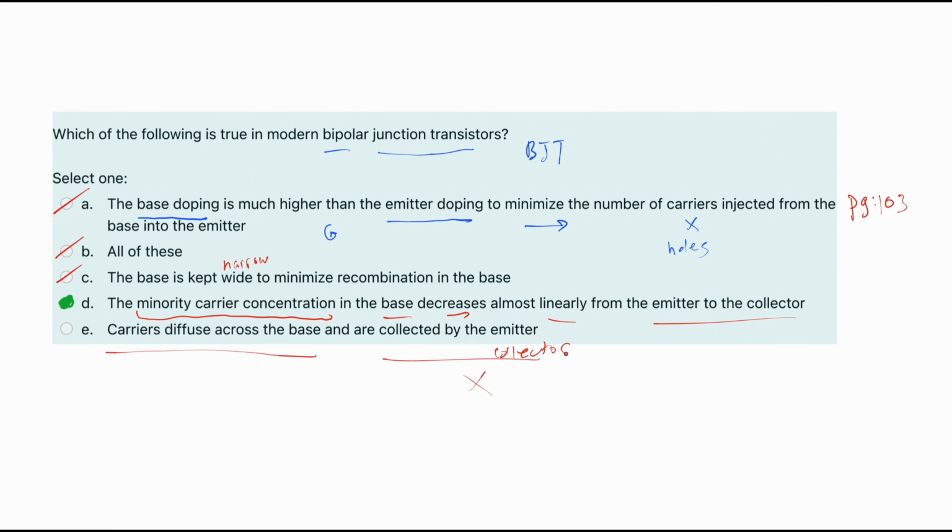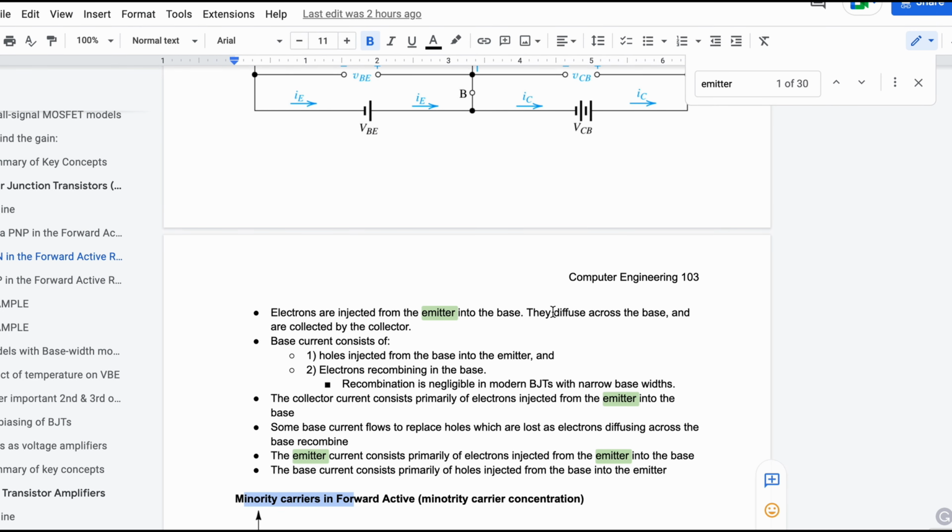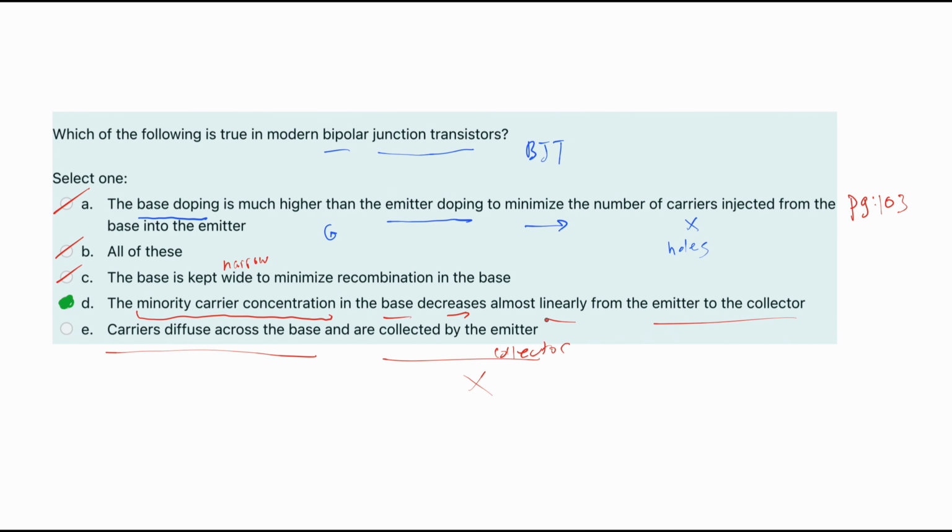Now let's look at the first part. Carriers diffuse across the base. This is true. They do diffuse across the base. They are just not collected by the emitter. They're collected by the collector. And that's how we would go about solving this problem using the notes that are linked below the like button in the description.